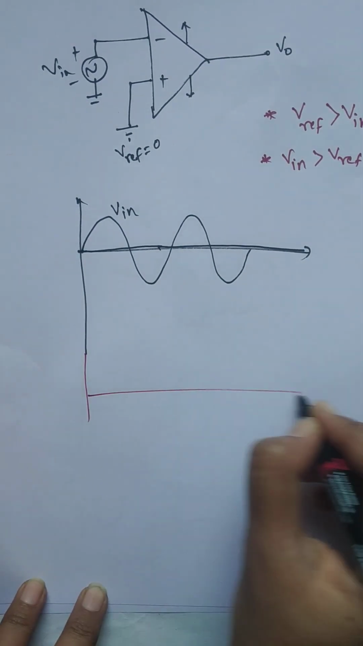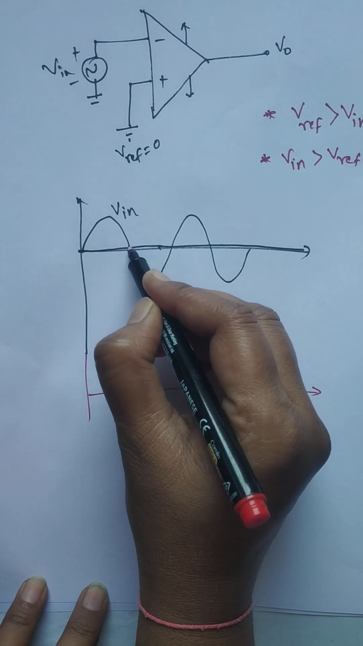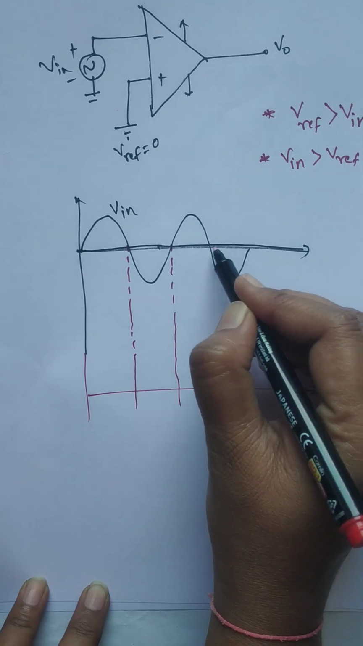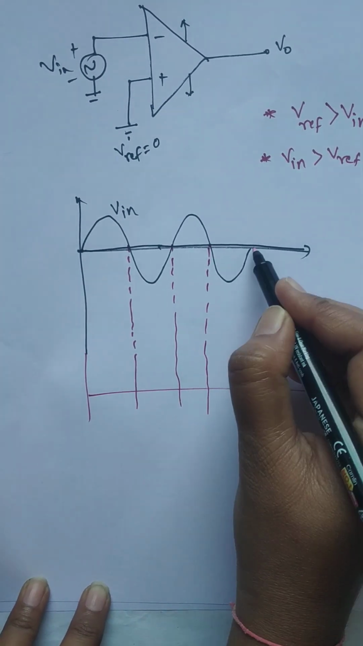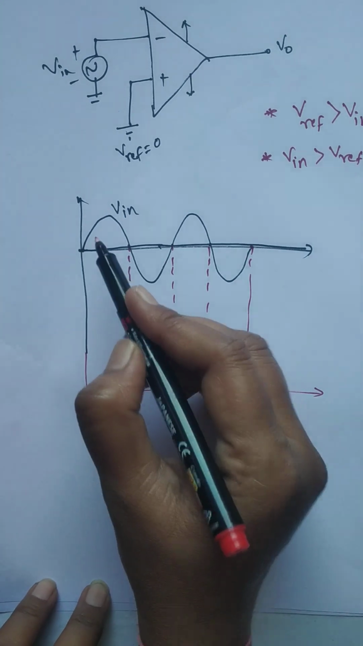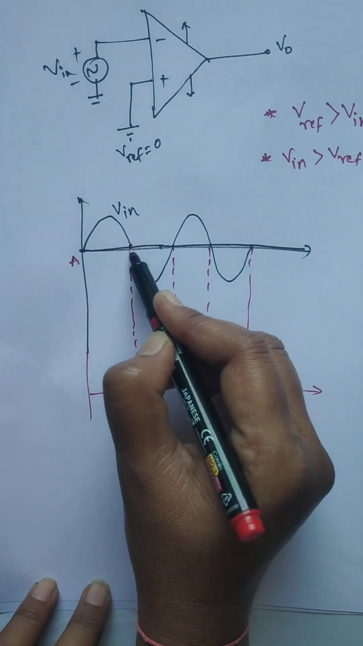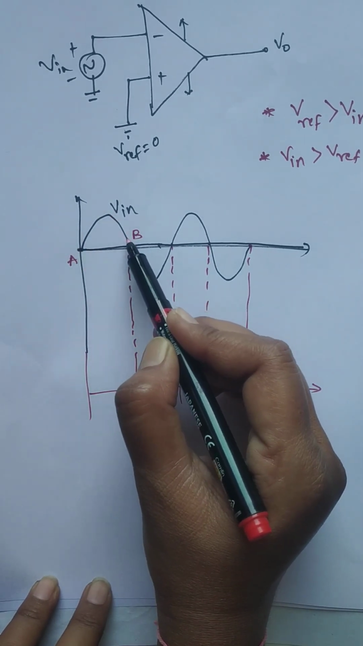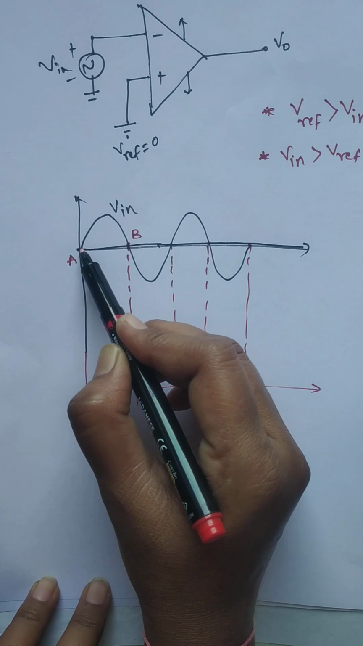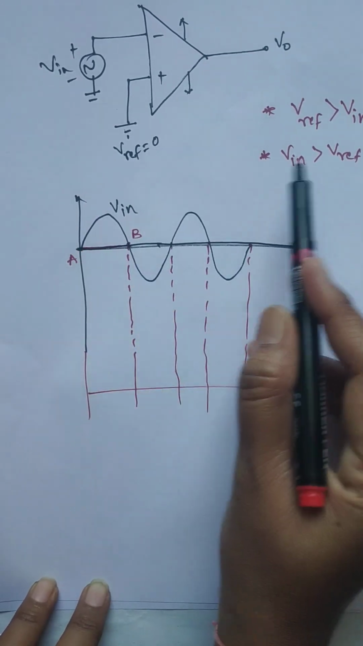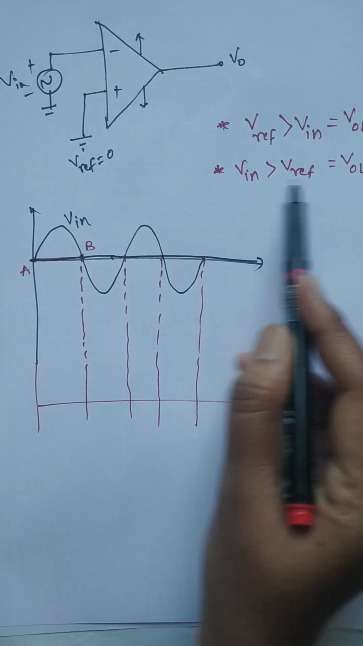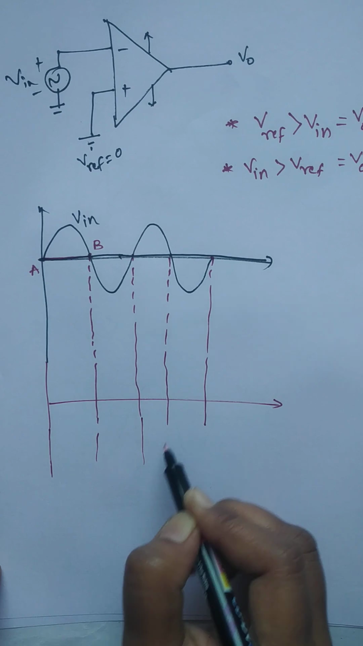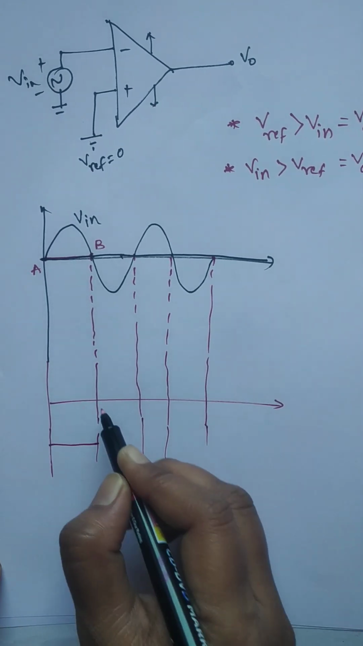So again, see, V reference is of course at the 0 crossing. V reference is at the 0 point. So we can compare from point A to point B. You can see from point A to point B, V in is larger. V in is greater than V reference because the V reference line is this one. So if V in is greater than V reference, the output voltage you are getting is VOL, that is low voltage or negative voltage we can say.